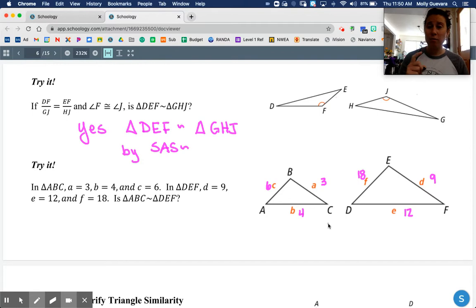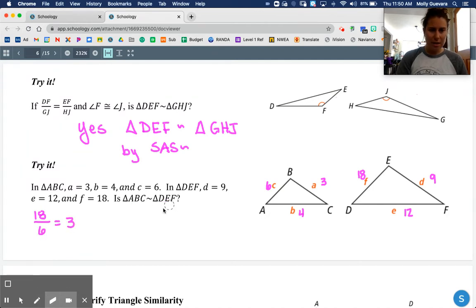So we have to find the scale factor. We have to see what you multiply by to go from one triangle to the other. And that scale factor has to be the same on all 3 sides, right? So what I usually do is I follow this. So side AB, which is 6, corresponds with DE, which is 18. So I can do 18 over 6, which is 3.